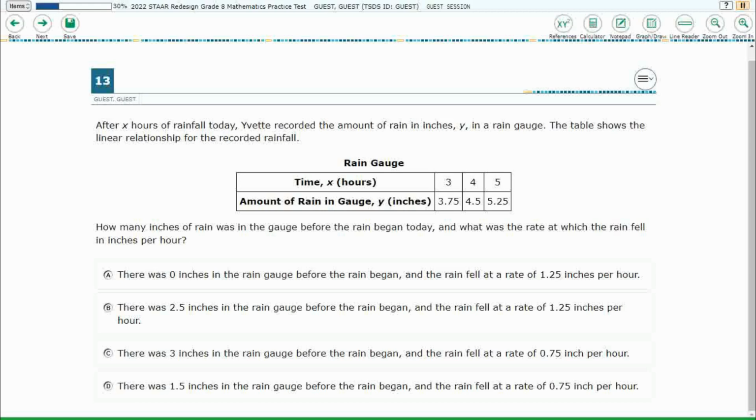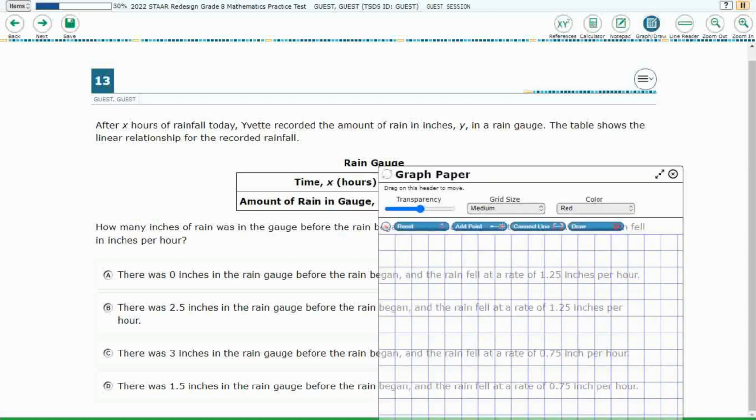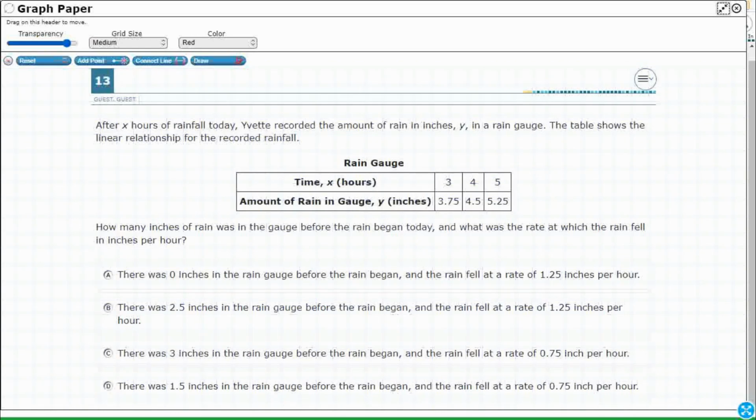So after x hours of rainfall, that's the time on the top row of our table here, Yvette recorded the amount of rain in inches, y, that's the bottom row there. And the table shows the linear relationship. So keyword here, linear relationship. That means when we graph it, we're looking at a straight line just like that. So it starts with 3 hours, 4 hours, 5 hours.